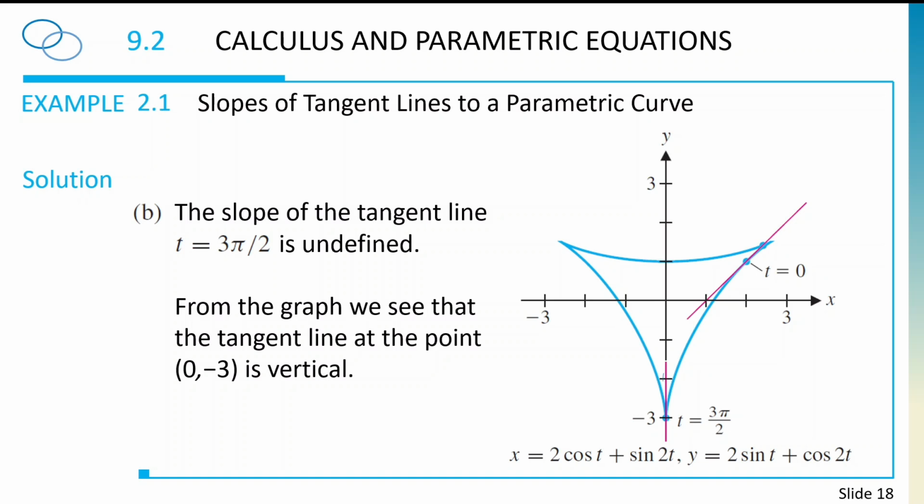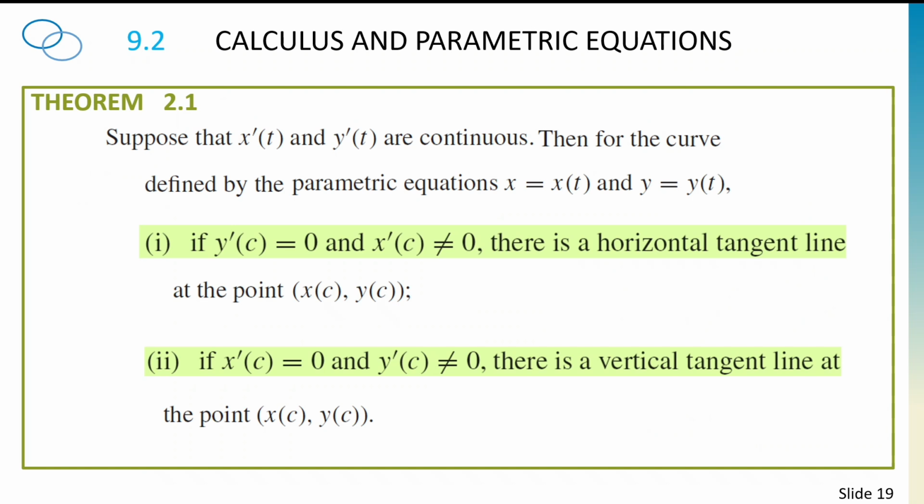Now, if we look here, you can see the graph of the parametric curve. You see at t equals 0, which is part A, we found the slope as 1, which is clearly an increasing tangent line. So the slope is positive. At 3 pi over 2, as you see this red tangent line, it's a vertical tangent line. Okay, let's see what we have next.